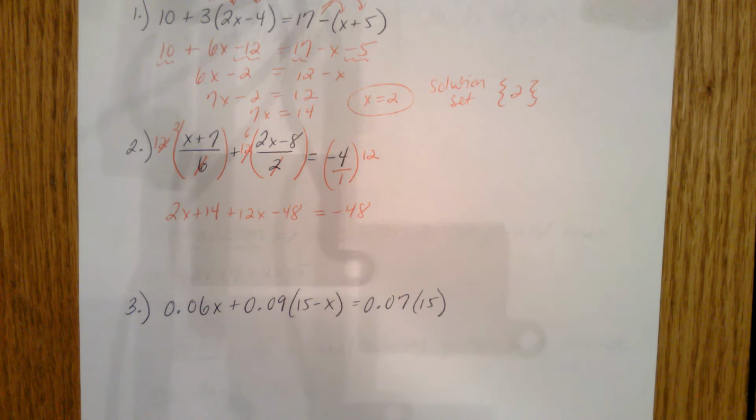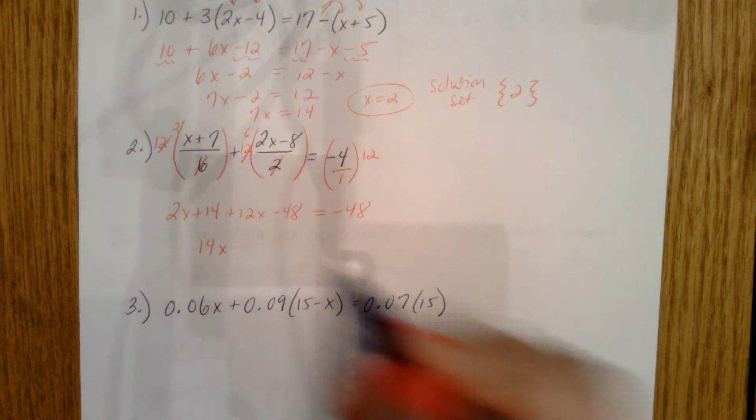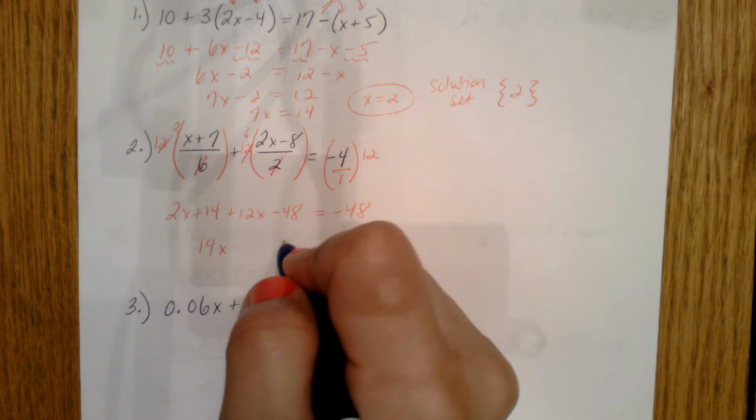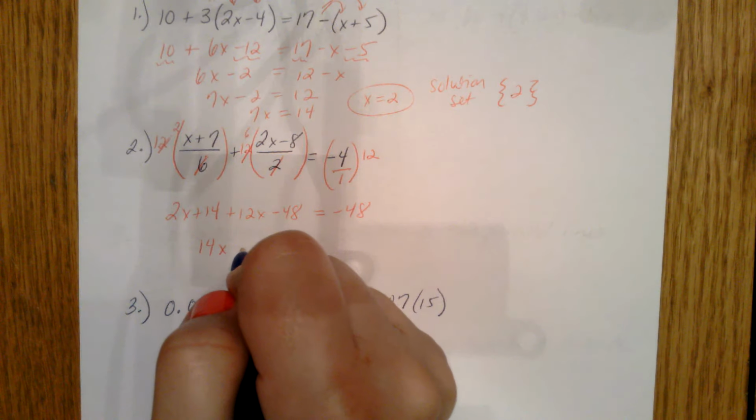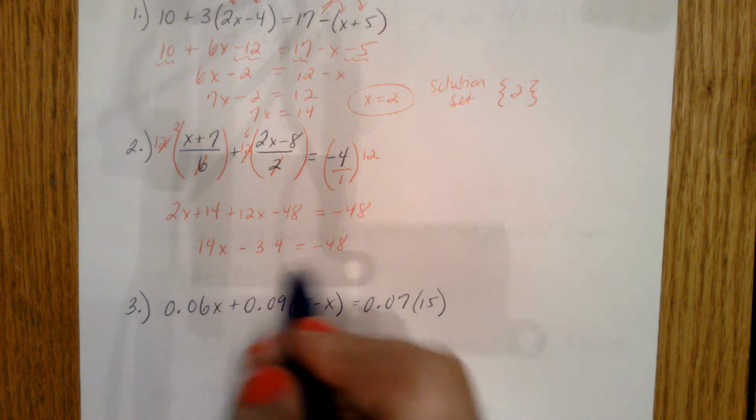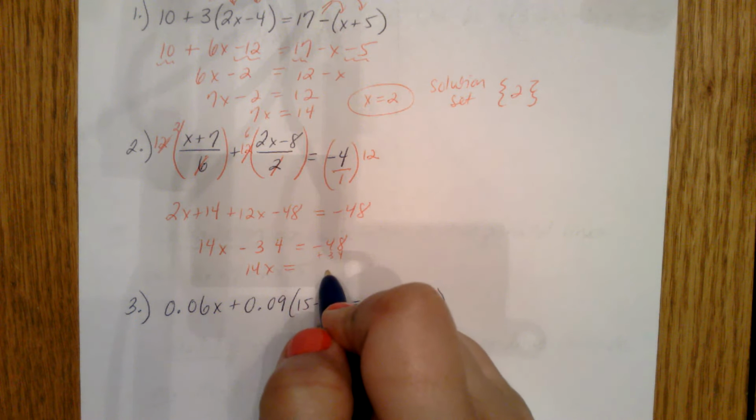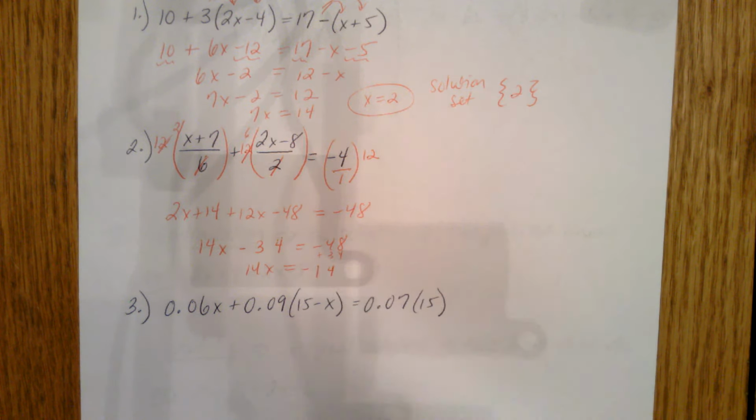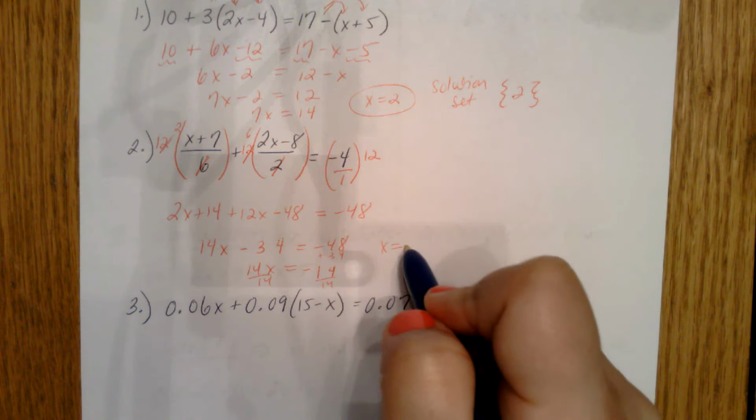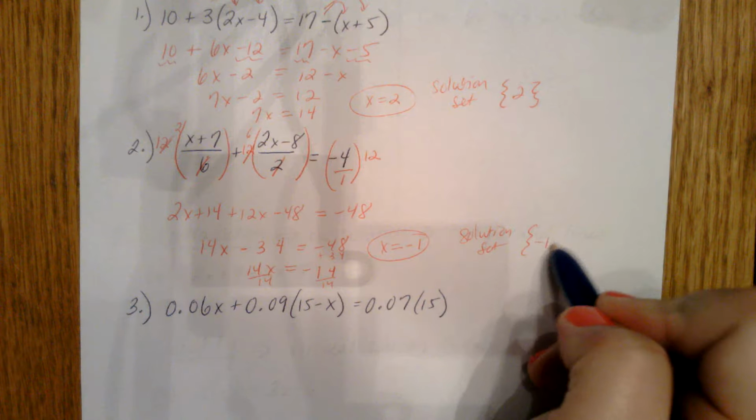So let's clean this up. So 2x and 12x is 14x. Let's see, 48 and 14 is 34 equals negative 48. And then we're going to add 34 over to that side. And we're going to get negative 14. And then divide by 14. And we get x equal to negative 1. So our solution set, again, is negative 1.